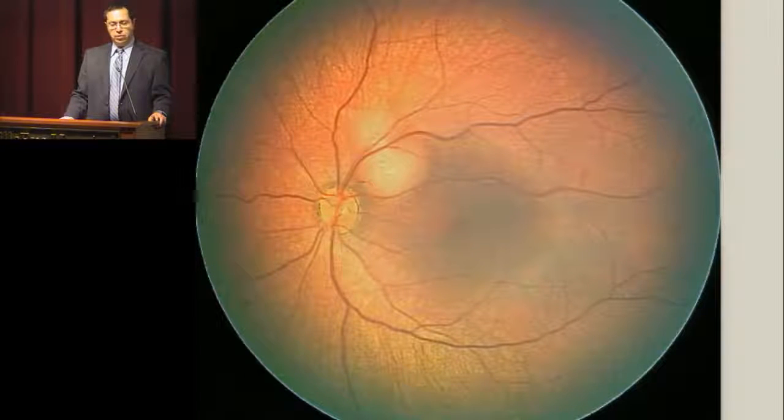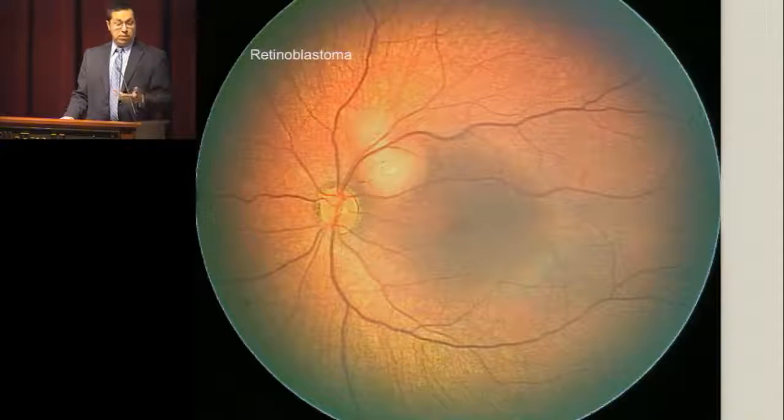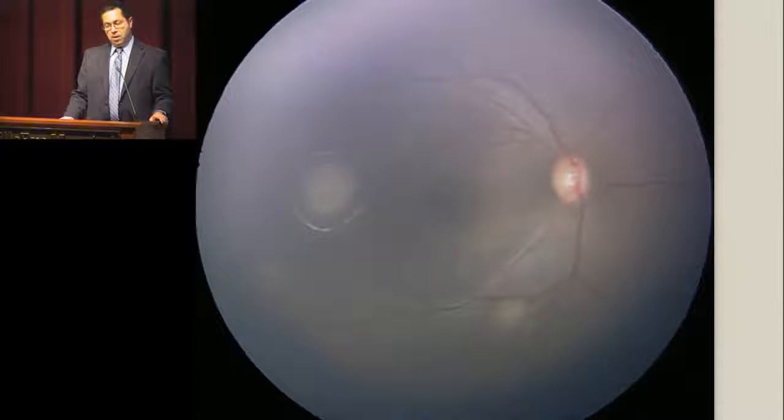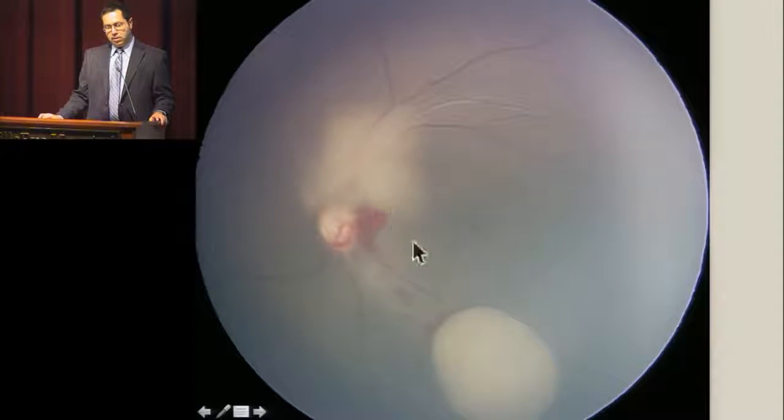And this one is harder. You really don't see feeder vessels very obviously. But this is, again, in a patient with retinoblastoma. So this is another small retinoblastoma. Sometimes it's really hard to differentiate. And this one, you can see multiple lesions here, here, one there. You can see this one here, here.